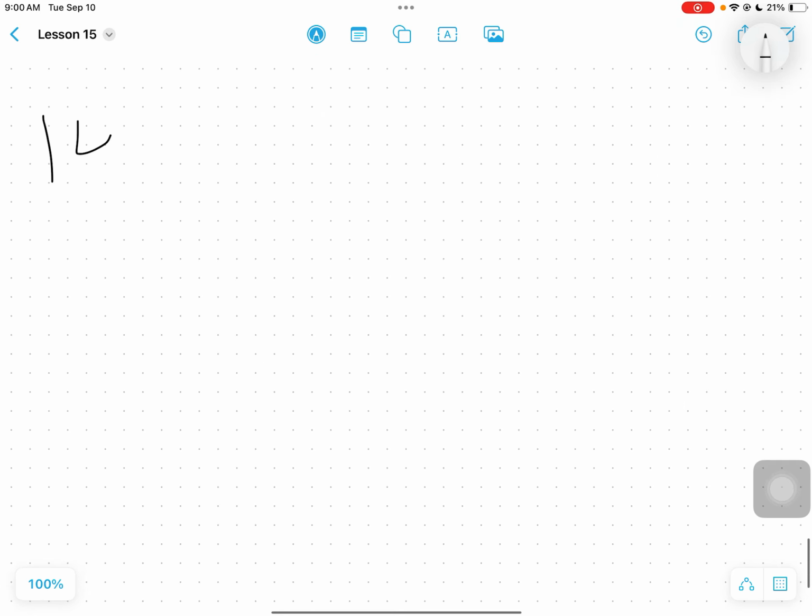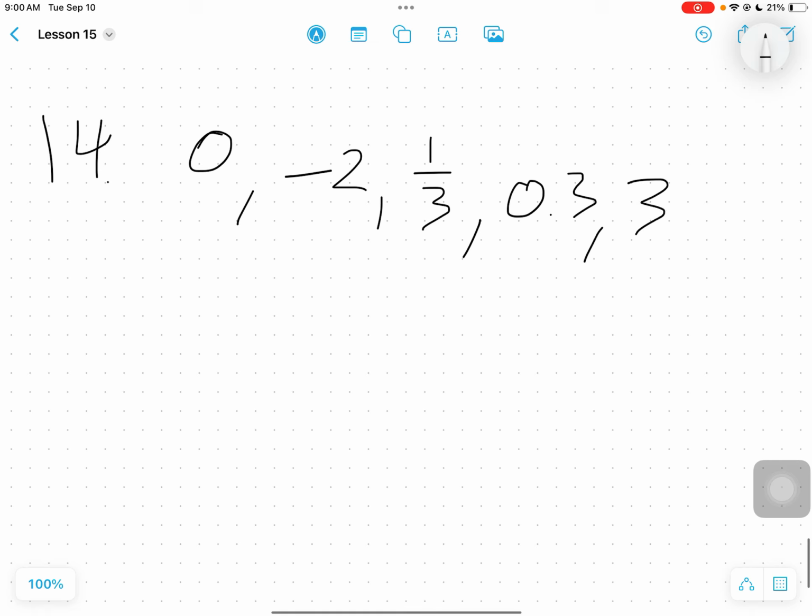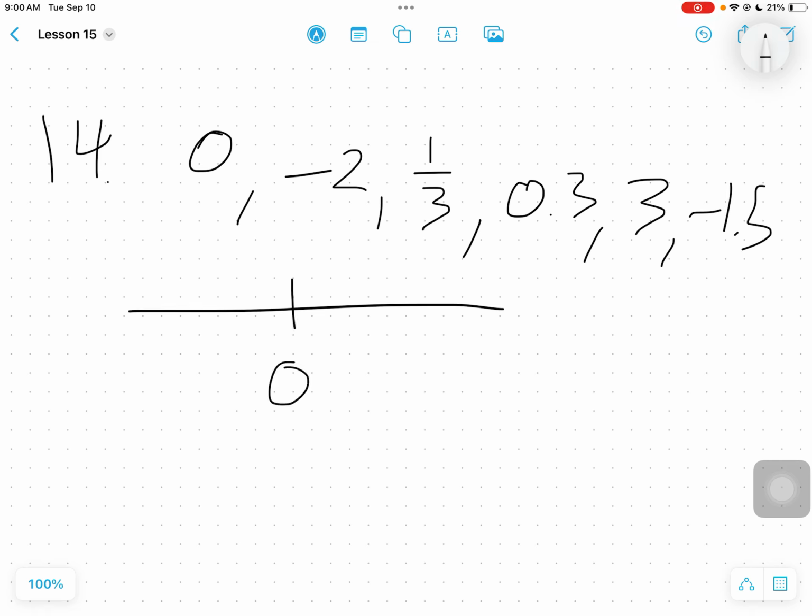Okay, number 14. Arrange in order from least to greatest. 0, -2, 1/3, 0.3, 3, -1.5. Again, 0 goes right in the middle. All the negatives go on the left. So we have -2, -1.5. You have to determine that order. Keep in mind that the closer it is to 0, the greater value it has.